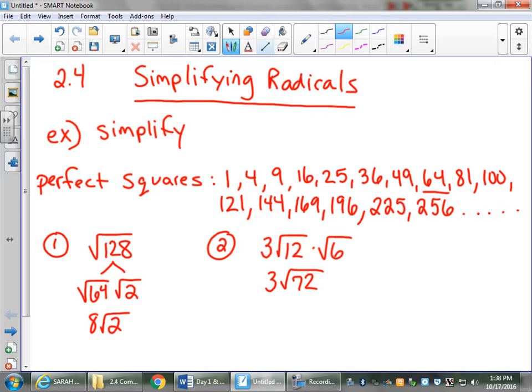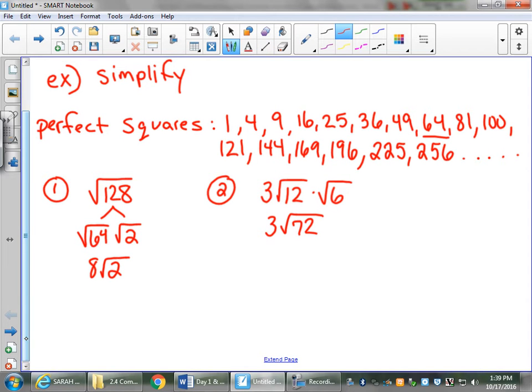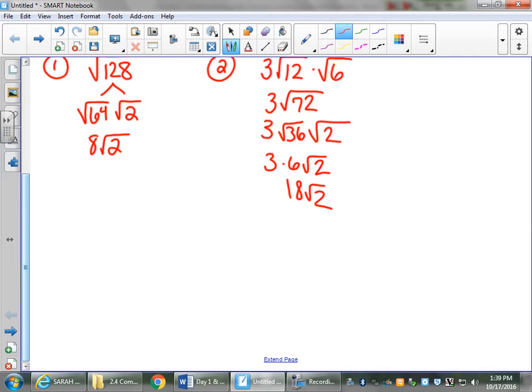From here, we're looking for the largest perfect square that goes into 72. I'm going to give you guys a minute. I'd hit pause, see if you can find that value. And you should have gotten 36. Which goes into 72 2 times. It's not always going to be the number times 2. Just kind of coincidence that both of these turned out that way. This will become 3 times 6 radical 2, which is 18 radical 2. So those are just 2 examples of how to simplify the radical by finding the largest perfect squares.